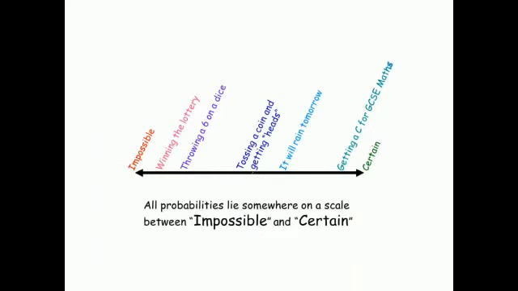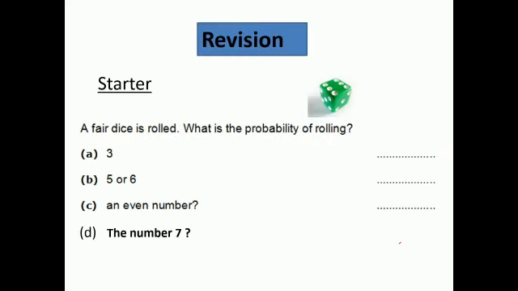Before starting sample space diagrams, just revise what probability is. All probabilities lie somewhere on a scale between impossible and certain. Okay, likely, even, certain, all those things. Okay, a fair die is rolled. What is the probability of rolling 3? How can we solve it? This is just a revision part of probability.